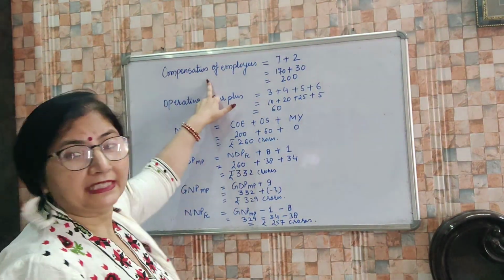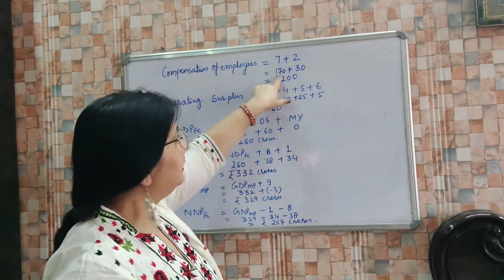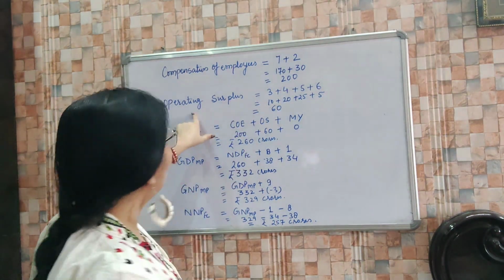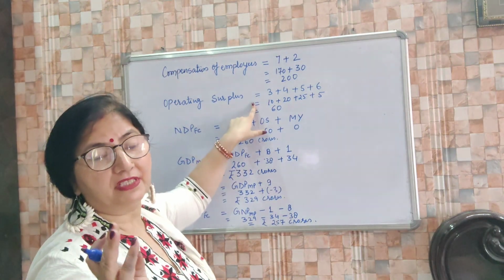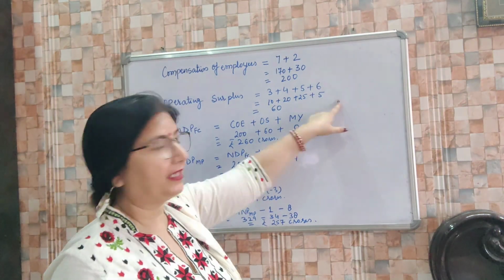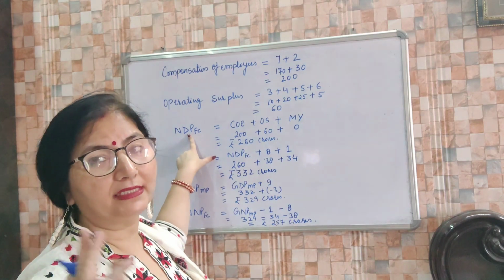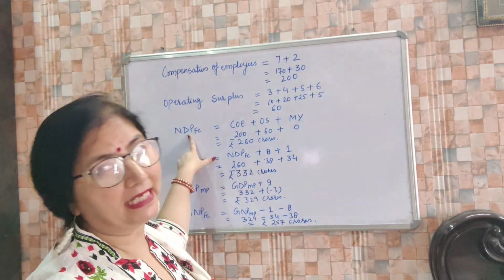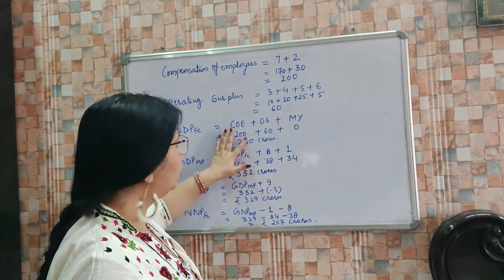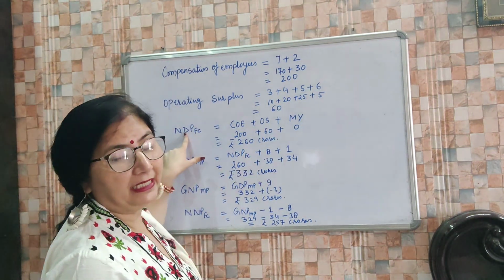Compensation of employees, that will be 170 plus 30, means employer's contribution as well as wages and salaries. Now operating surplus, for that rent, interest, profit, royalty are to be added together, that is 10 plus 20 plus 25 plus 5, that will give us 60. So for the NDP at FC, we need three main components, that is compensation of employees, operating surplus and mixed income. As in this question, mixed income is not given, so we will be keeping it as 0. So 200 plus 60, that will give us 260 crores as NDP at FC.